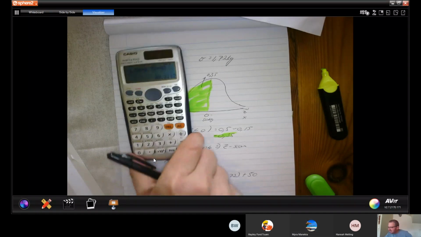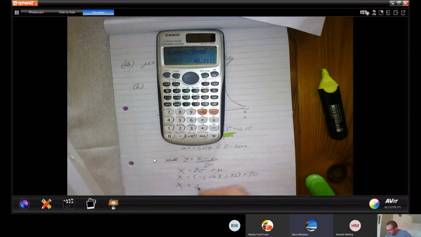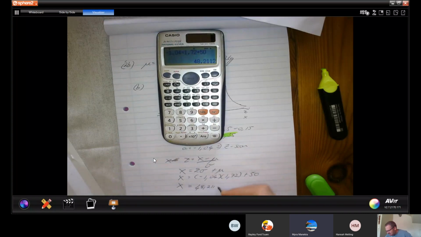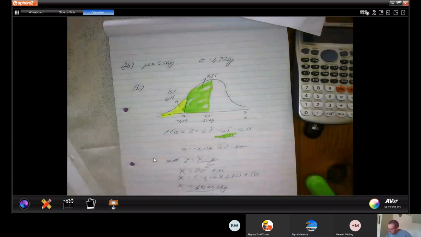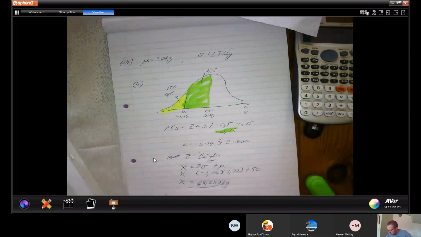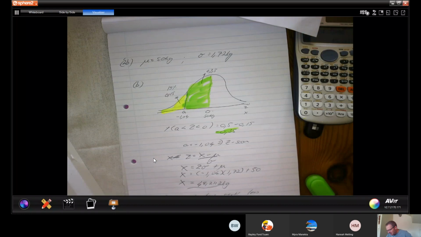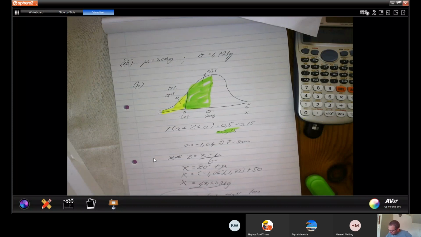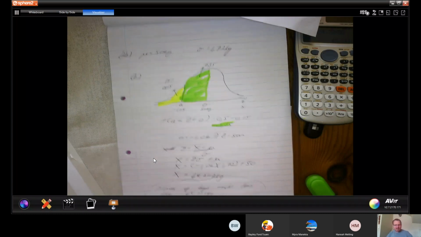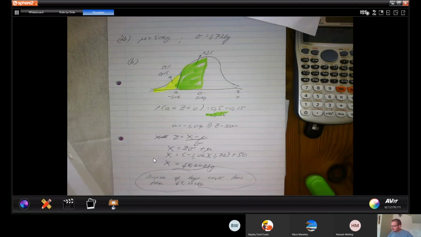What did you get, Myra? 48.2112 kilograms. Indeed, fantastic. So what have we worked out? That this company will dispose of bags that weigh less than 48.2112 kilograms. They'll lob those out. Hopefully they put them back in the cement pile and use them again.